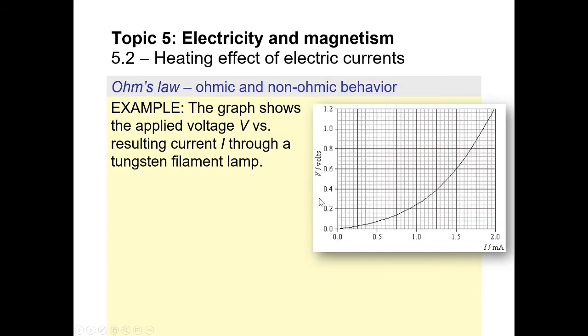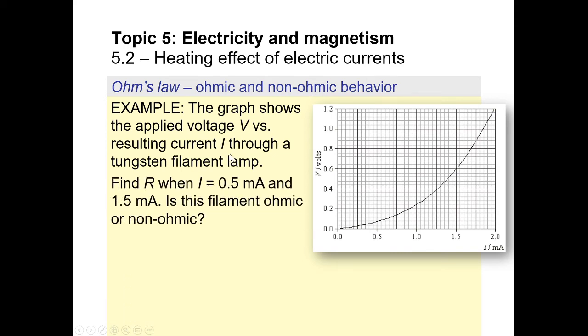In this video, this was the only part that you did not have on your slides, by the way. All right, here we go. The graph shows the applied voltage V versus resulting current through a tungsten filament lamp. Remember I said the tungsten filament lamp is your traditional light bulb that heats up a lot. It wastes 90% of the electricity provided to it by turning it into heat. Only 10% of that energy becomes light, so it's only 10% efficient.